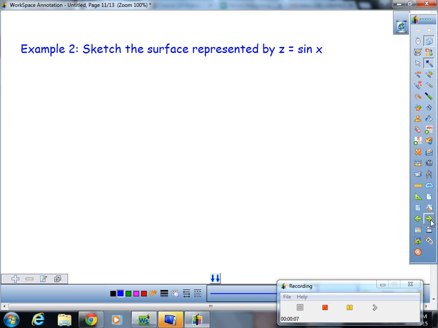Let's try another one. Sketch the surface represented by z equals the sine of x. Okay, sketch.